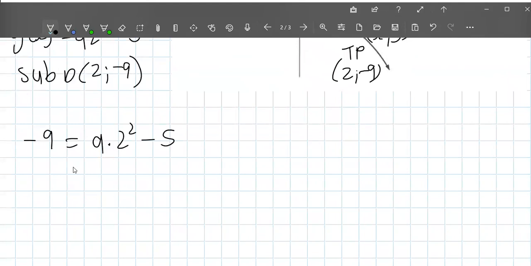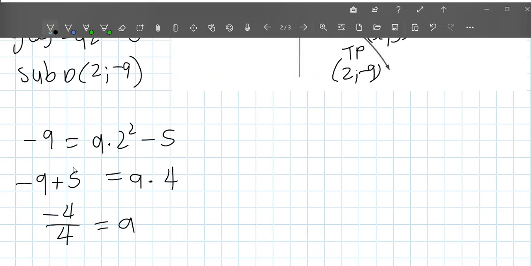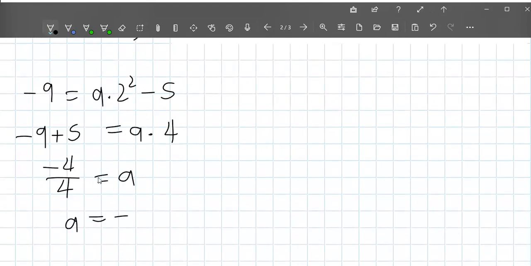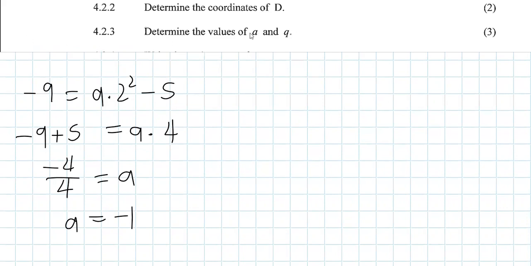So we just have to simplify this. Minus 9 plus 5 is equal to, we add 5 on both sides, a times 2 to the power of 2, so a times 4. Divide both sides by 4, and minus 9 plus 5 simplifies to minus 4. So it's minus 4 over 4 is equal to a. a is therefore minus 1. It just asks for a and q, so you don't need to write the equation out again.